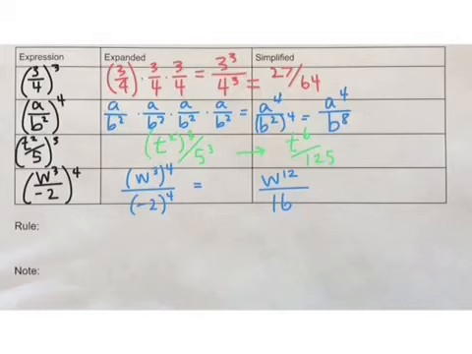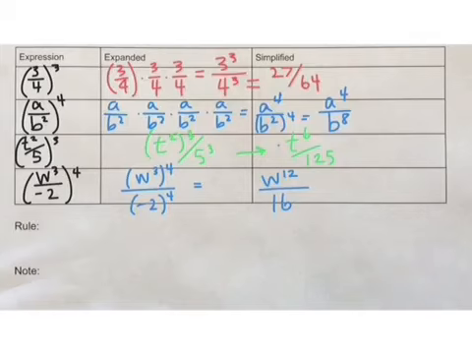We had t squared over 5 all raised to the third power. Hopefully you could tell that that was a 3. And for that one, we ended up with t to the 6th power over 125, because 5 to the third power is 125.